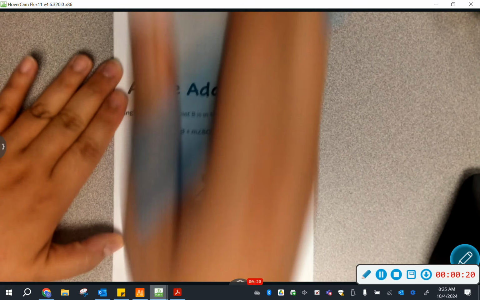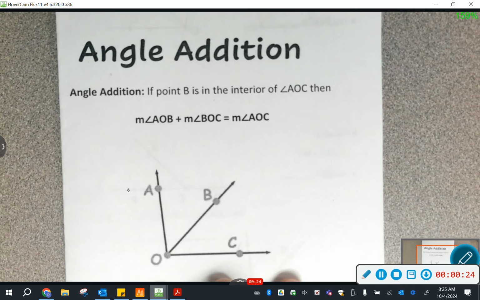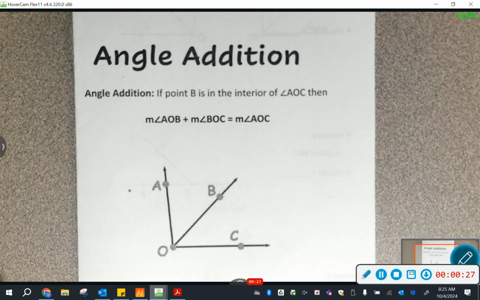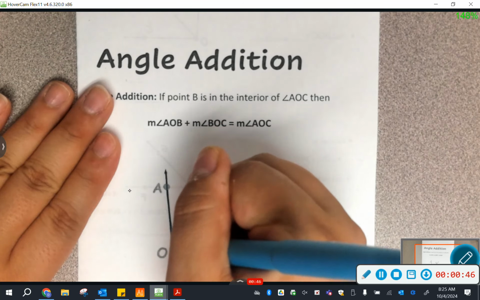So do you agree I have technically 3 angles in this picture? How do I have 3 angles here? Does everybody see 3 angles here? How? Do y'all all see this angle AOB?